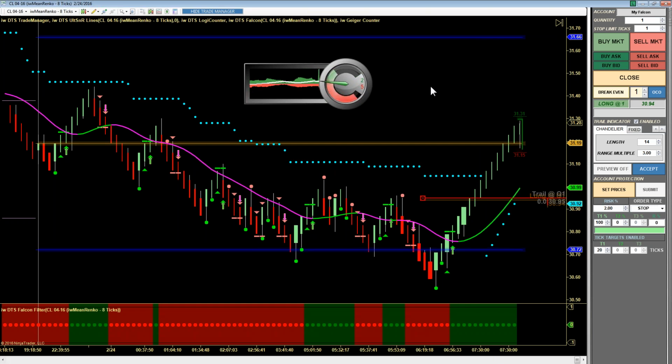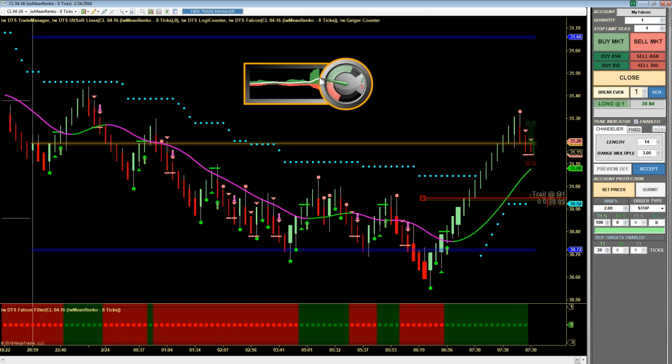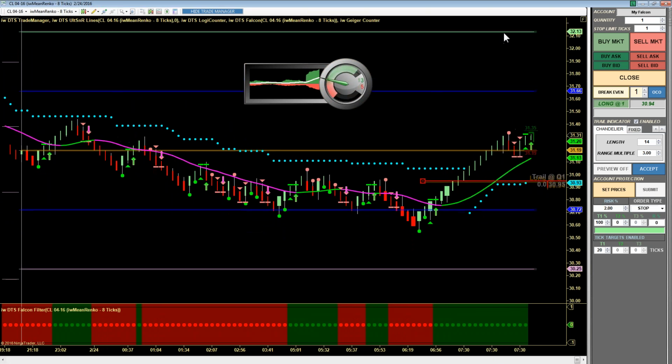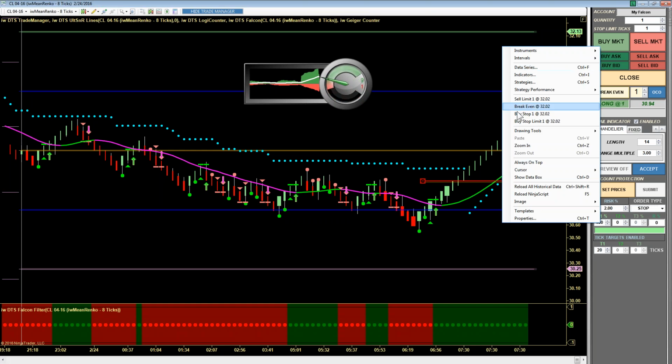And look at her go. Okay, so we've hit the break-even trigger, and look at that spike in volume. Just huge, huge spike. So I was anticipating a move up here to 32.13. Let's not get greedy. Let's just take profit here at 32.